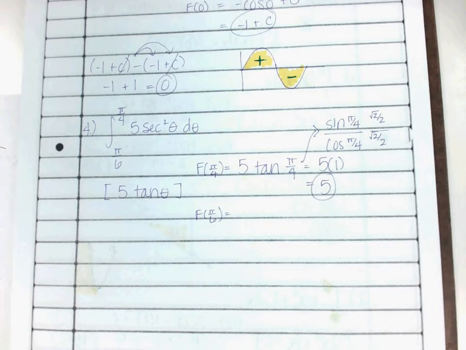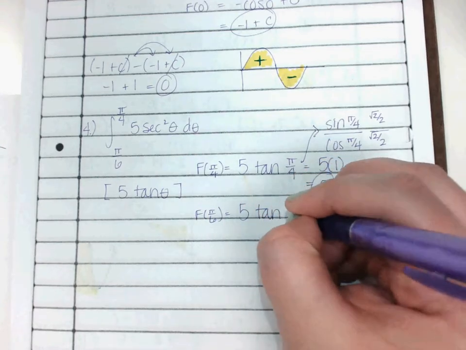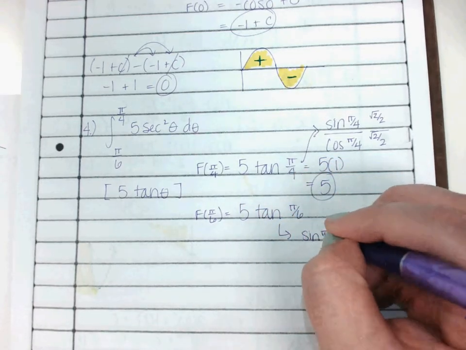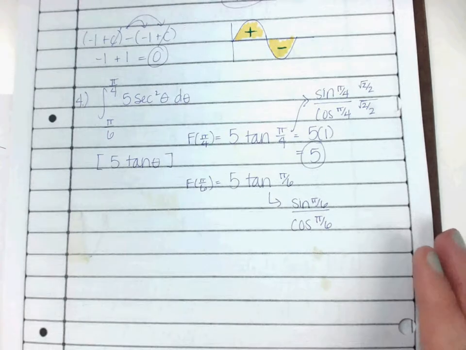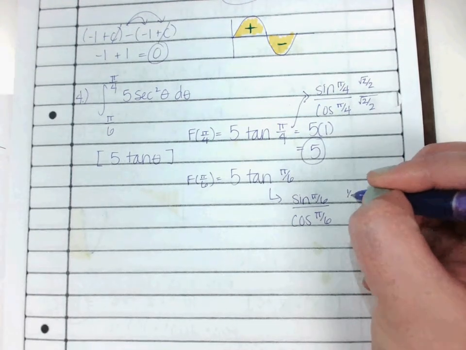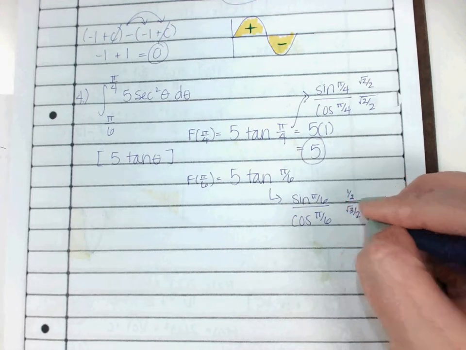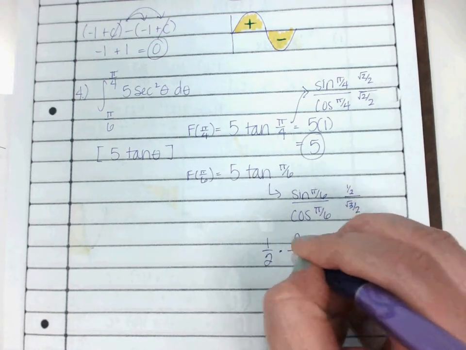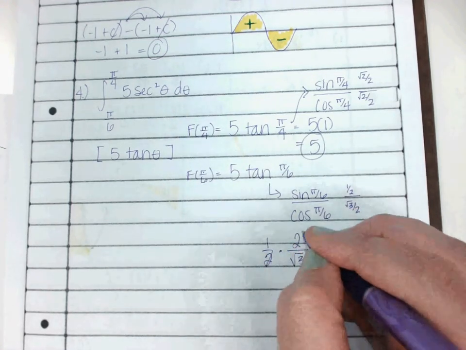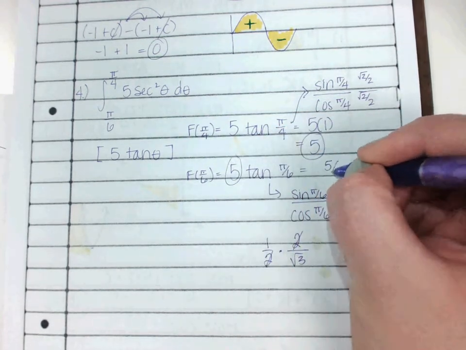Now, when you're doing pi/6, you're going to need to find 5 tan of pi/6. So I need the sine of pi/6 divided by the cosine of pi/6. Sine of pi/6 is 1/2, cosine is root 3 over 2. How do you divide fractions, though? You'd have 1/2 multiplied by 2 over root 3. The 2's cancel out. I have 1 over root 3, but then multiplied by 5, so it's really 5 over root 3.